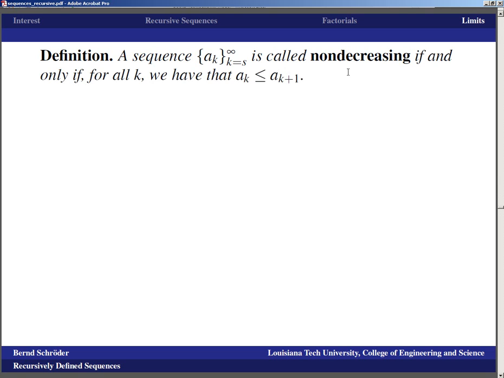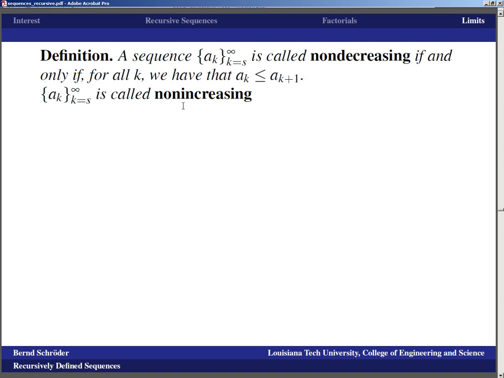A sequence is called non-decreasing if and only if for all k we have that a_k is less than or equal to a_(k+1). So it is not the definition of strictly increasing, because we also actually allow equality here. Also, we allow a little bit of stagnation, and so that means the sequence is going up or stagnating, but in particular it is not decreasing, and that's where this strange word comes from that some people, including myself, don't necessarily like too much, even though it's accurate: the sequence is non-decreasing, so it's going up or stagnating.